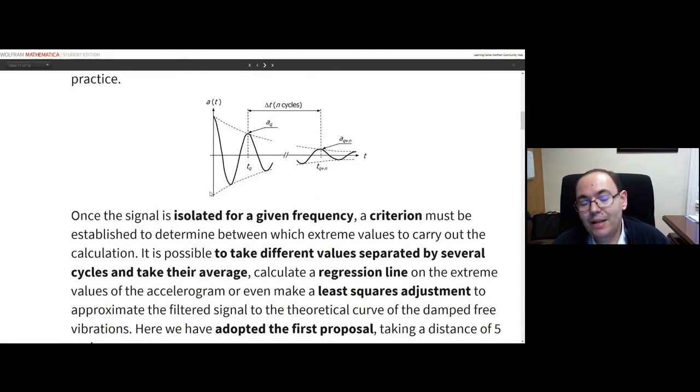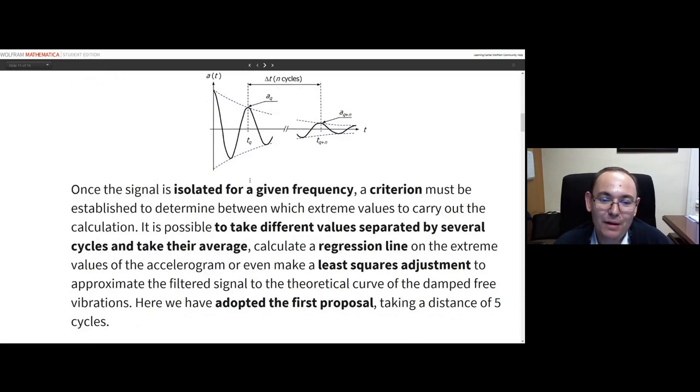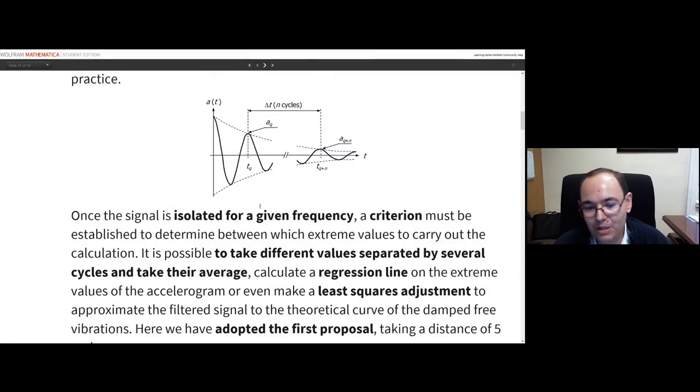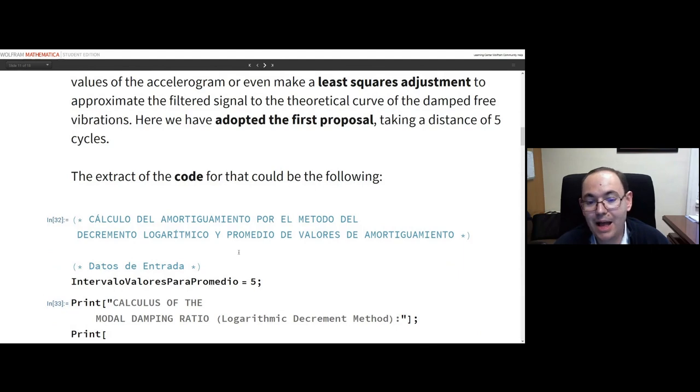And once the signal is isolated for a given frequency, as we've done before, we have to choose a criterion, because we will have the extremes and we'll have to choose with which criteria we will get the modal damping. We can select the ratio between the first and the last extreme, or between the first and the second, the third, the first and the fourth, and making an average, or adjusting this curve with a least squares adjustment. So imagination is free. I prefer, as we will see here, getting the extremes, and after getting the extremes, doing an average. So the code for this is this one.